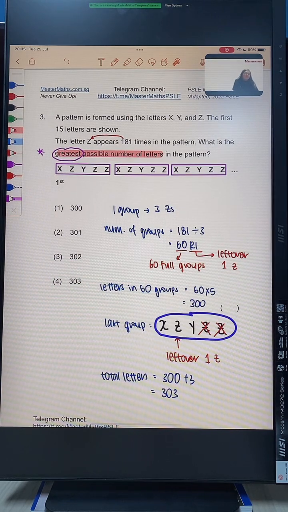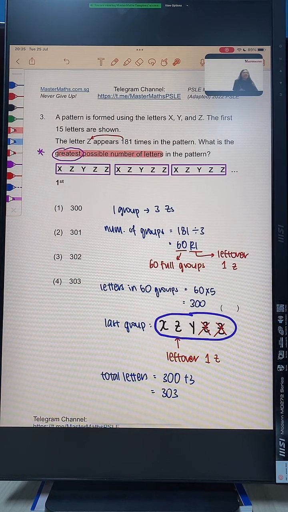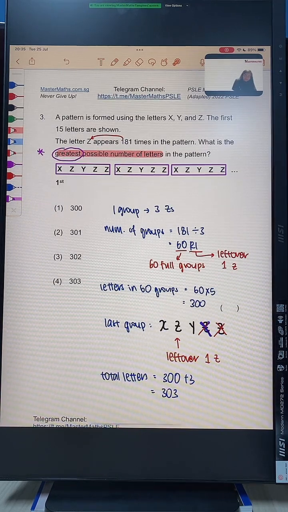But because I only have left over 1 Z, I take away the extra Z's all the way at the end. I don't need them because I only have one last Z to think about. This part, understand? Okay, so if I were to cross these 2 out, I am only left with 3 letters in my group. Okay, 3 letters in my group. So the final answer is 300 plus 3.